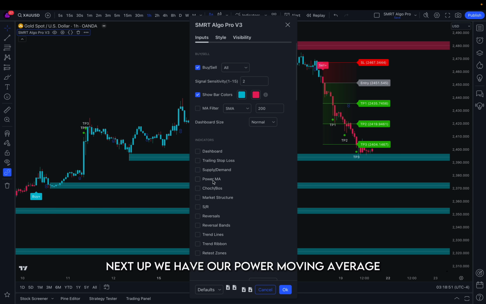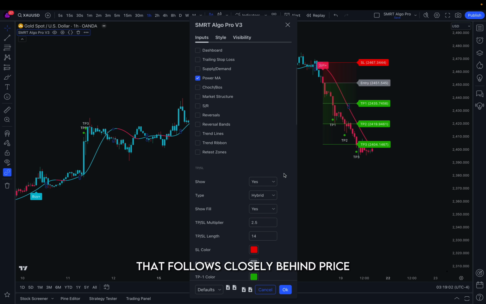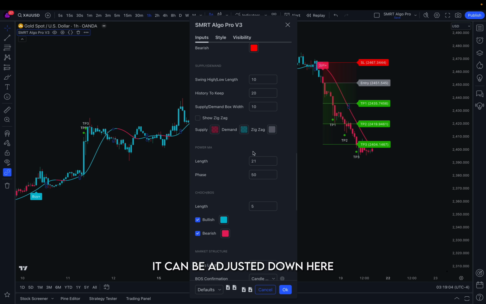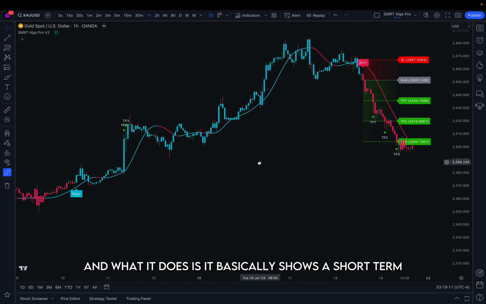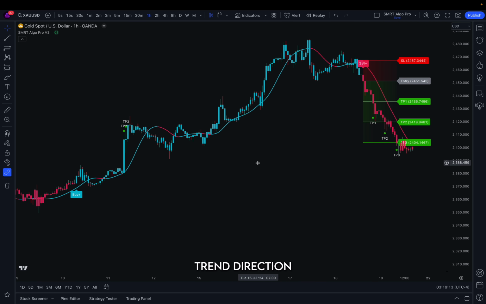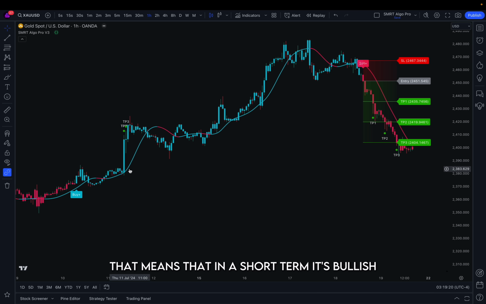Next up, we have our power moving average. It is our version of the moving average that follows closely behind price. It can be adjusted down here. You can adjust the length and the phase of the power MA. And what it does is it basically shows a short-term trend direction of price. For example, when price is above the power MA and it's blue, that means that in the short term, it is bullish. And if price is under the power MA and it's red, then price is short-term bearish.